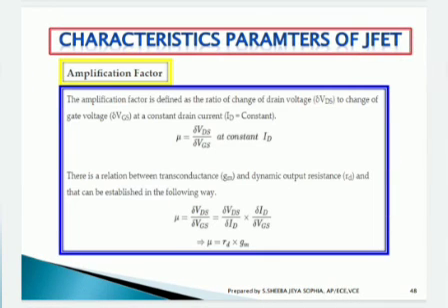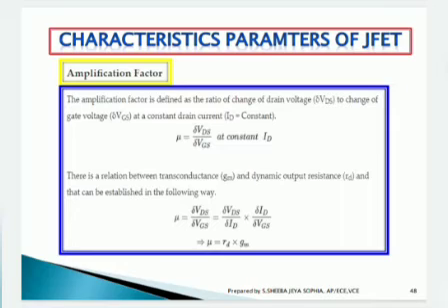And moving to the next parameter, amplification factor. The amplification factor is the ratio of change of drain voltage to change of gate voltage at constant drain current. Mu is equal to del VDS divided by del VGS at constant ID.